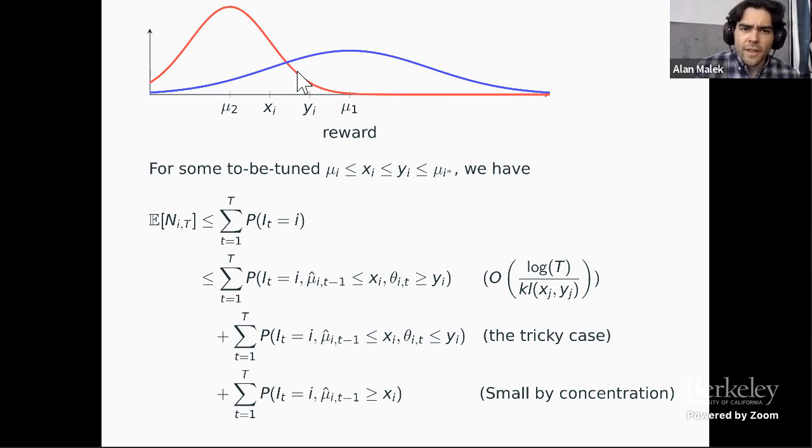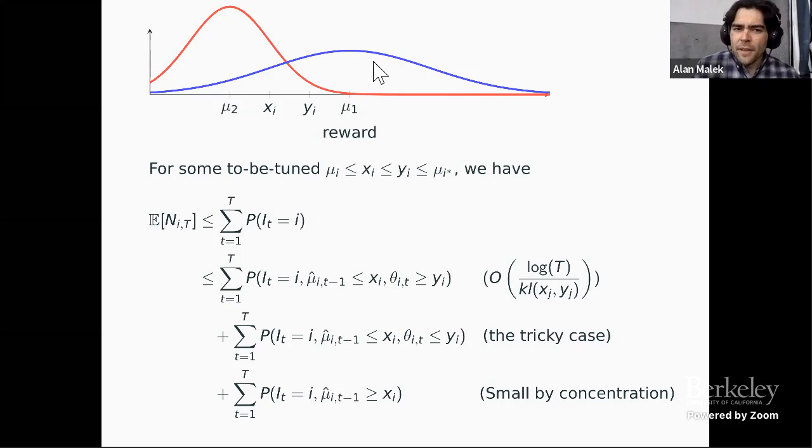Another thing that could happen is the mean of arm 2 is small and the posterior sample isn't that large, so both are kind of well-behaved. And in this case, you're generally picking the suboptimal arm when you got a really bad sample, really bad posterior sample from the optimal arm. So this sort of happens when you don't have enough samples from the optimal arm. We have to show that it doesn't happen that often.